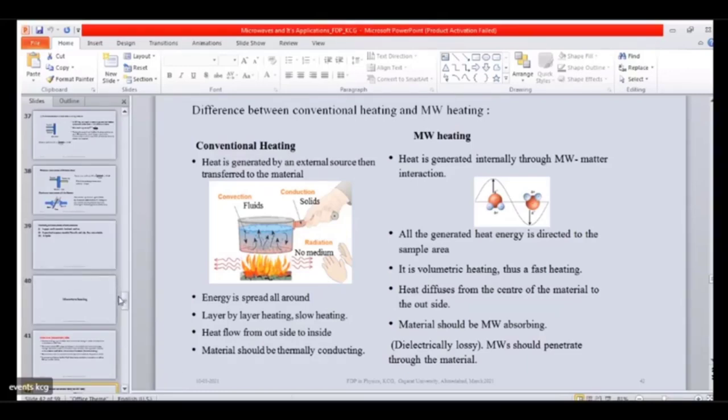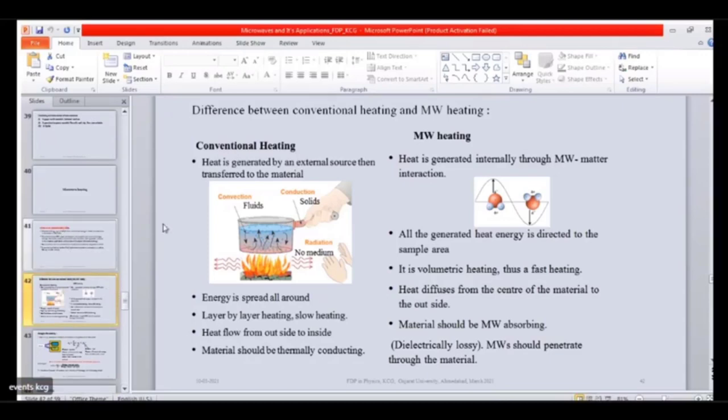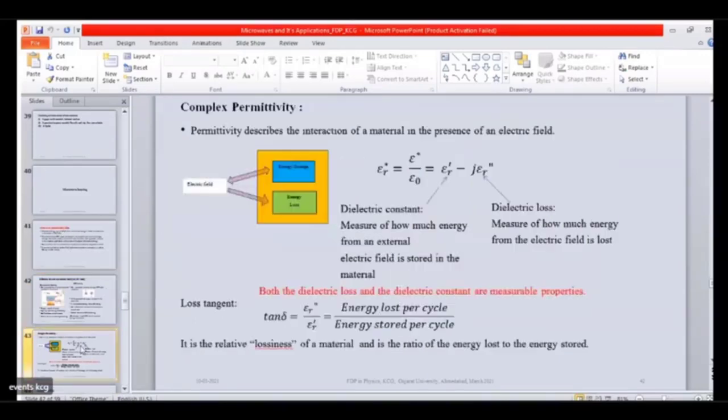So once we have understood the difference between microwave heating and conventional heating, we can have some idea about the dielectric loss here. Basically, if we want to understand microwave heating, we should have an idea about the permittivity of the material. And permittivity of the material is a complex quantity. It has a real part, called the dielectric constant, and the imaginary part is the dielectric loss. And this loss part is responsible for the heating of the material.